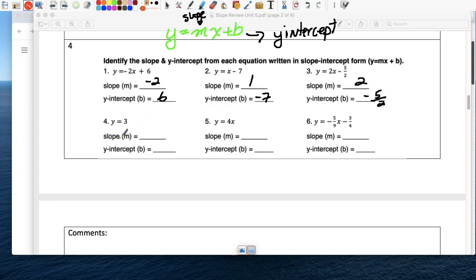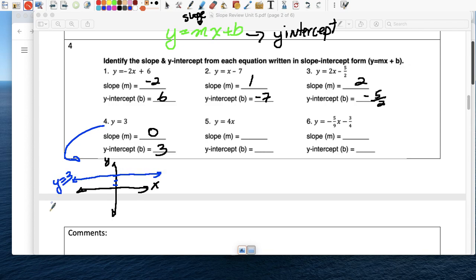On the fourth one, the y-intercept is 3, but the slope is 0. Remember this. This is the x-axis, and this is the y-axis. y equals 3. This line here looks like this. Go 1, 2, 3. It's a slope of 0, and this is the line y equals 3.